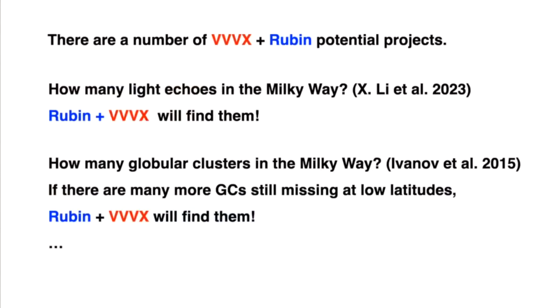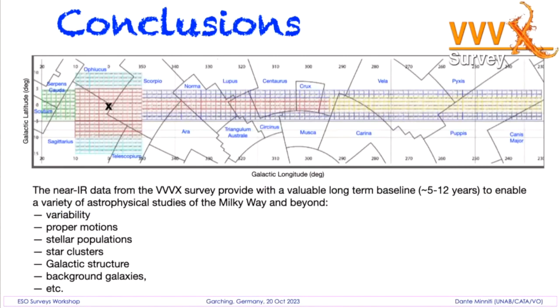So a couple of projects for the future are the light echoes, right, of supernovae in the galactic plane. And also what I like are the search for new globular clusters in the Milky Way. So my summary is that we have a beautiful database that will give us a lot of work for the future on variability, on proper motions, on stellar populations, star clusters, galactic structure, background galaxies, and a lot of other things. Thank you.